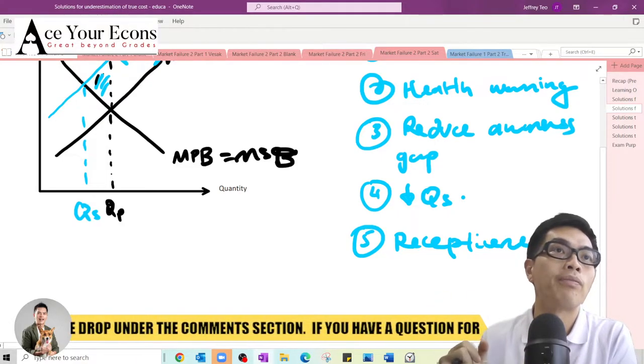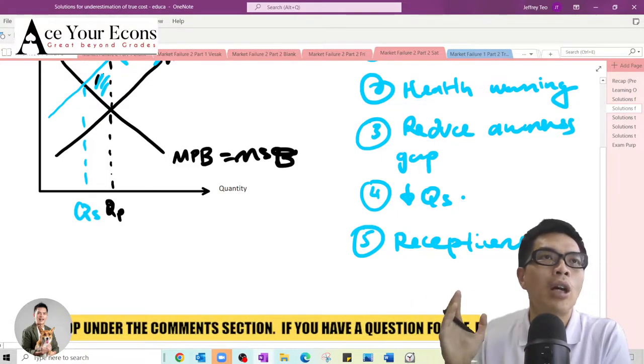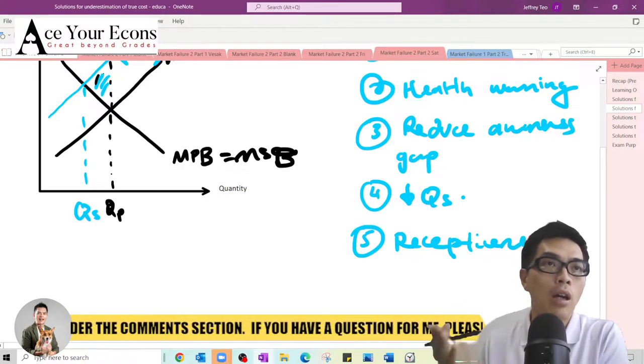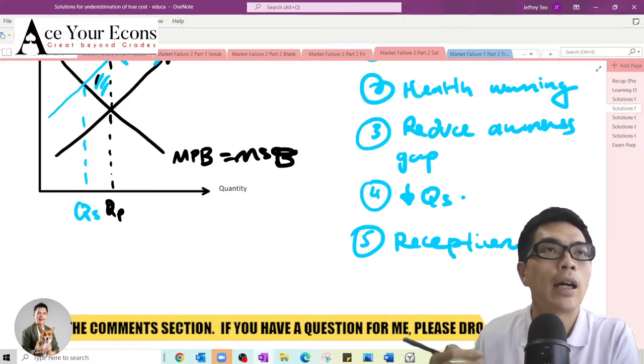Then in that case, emphasis on the other policies, excluding education, will be more effective. A lot of students ask me, Mr. Teo, how to construct synthesis? One way to look at it is this. What is the ultimate root problem?